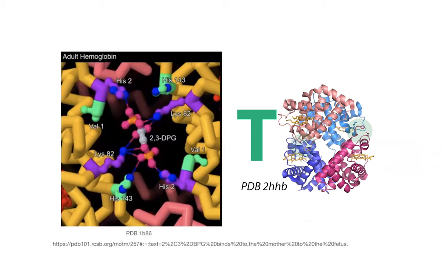We can actually look at the interactions that BPG makes with hemoglobin. This is from the PDB 101, the PDB molecule of the month. They have some cool articles, and this one is on BPG and other things about hemoglobin. This is showing you the adult hemoglobin, and you can see 2,3-BPG bound in the center. What type of interactions are we seeing displayed here? Right, we're seeing ionic interactions. These are going to be salt bridges.